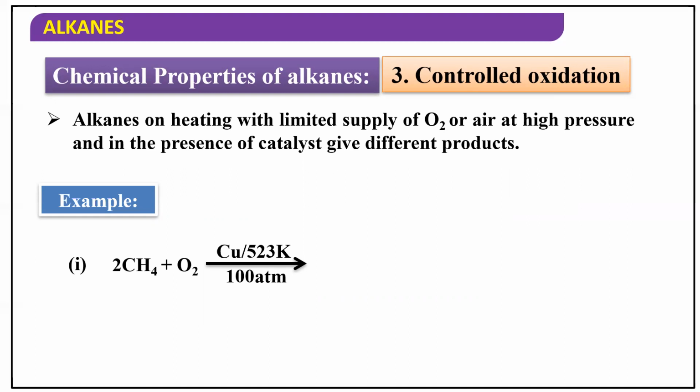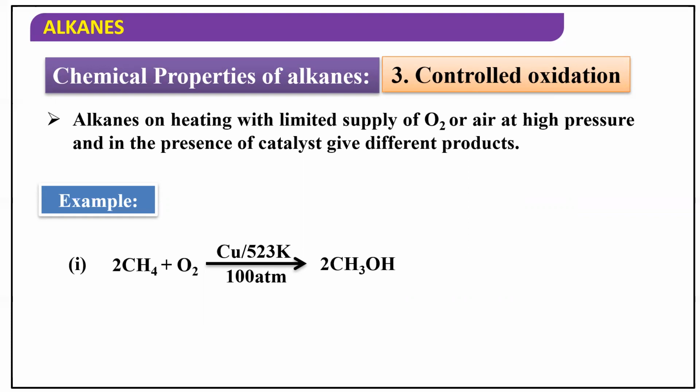And on top of that, oxidation is not complete. Oxidation is carried out with limited supply of oxygen. So when we do this, the product obtained is methanol. So methanol is what is obtained when methane is reacted with oxygen in the presence of copper, 523 Kelvin and 100 atmospheres. Now you can clearly see the difference between the three cases that we have seen so far.